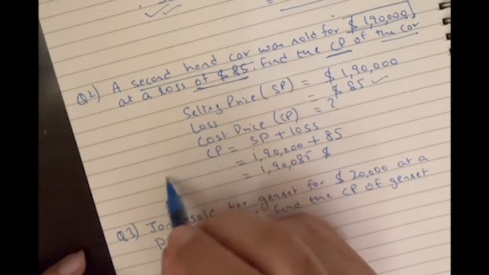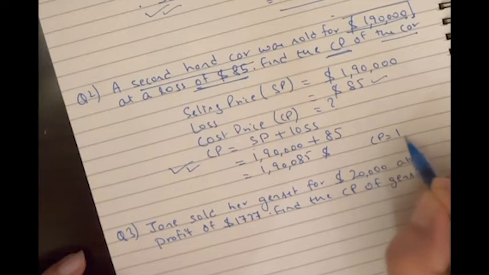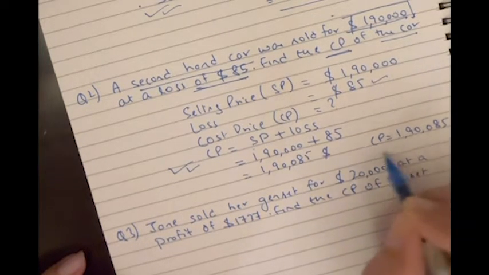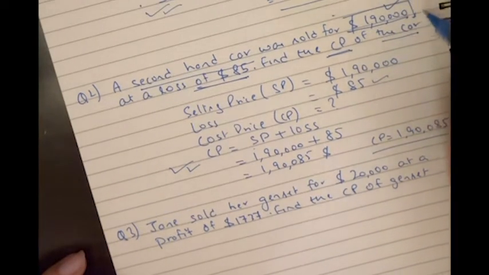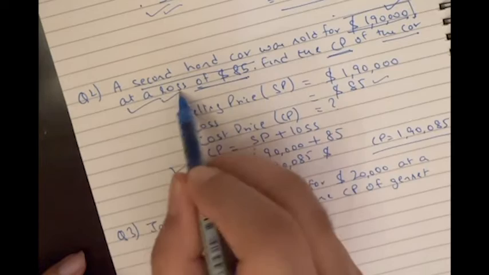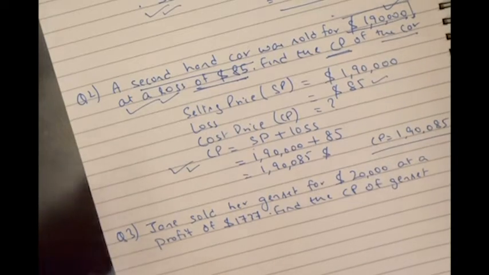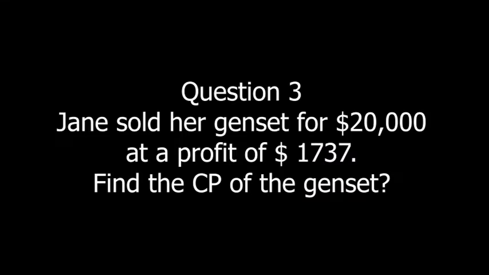So your answer is the cost price of this car was 1,90,085. However, it was sold at the price of 1,90,000 and incurred the loss of $85. So quite a straight question. Make sure you do the maths properly in terms of addition, subtraction, and apply the same formula.